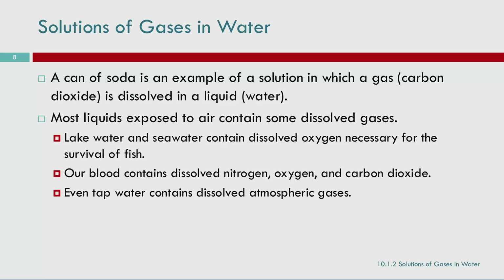It's crucial, it's important to life on Earth that gases are soluble in liquids. So lake water and seawater contain dissolved oxygen that is necessary for fish to survive. Fish also need oxygen to live. So if you don't have a pump in there that's recirculating the water, with the little waterfall thing going on, there's a good chance that your fish are going to run out of oxygen, or they'll have to go up to the surface to get that oxygen. Our blood also contains dissolved nitrogen, oxygen, carbon dioxide, and some other things, and our tap water also has some dissolved gases in it.